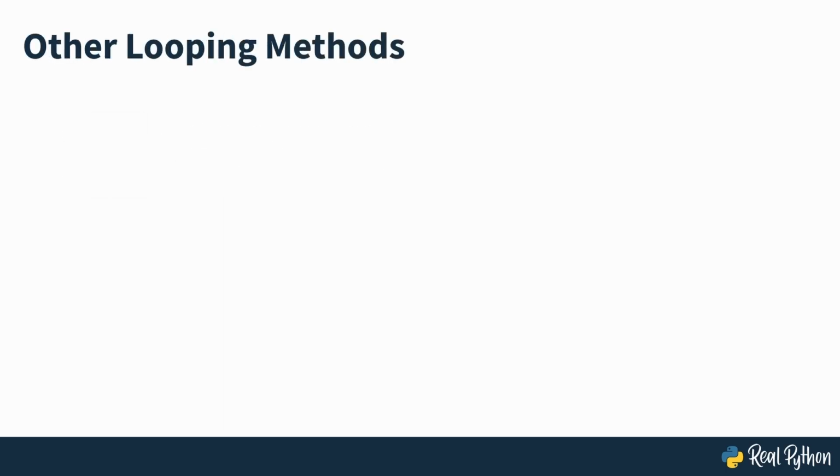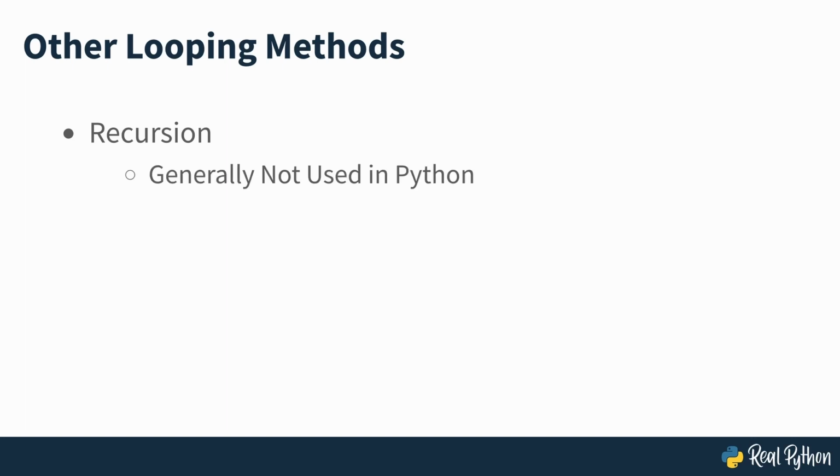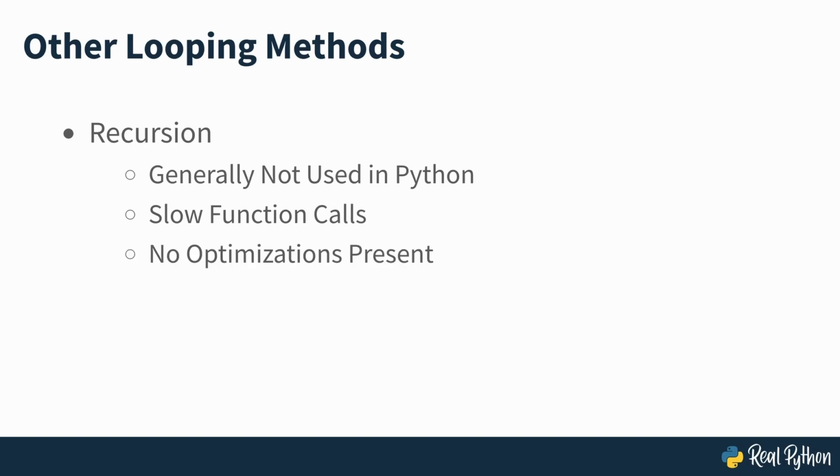Some programming languages rely on recursive function calls to create loops. And later in this course, you'll see an example of using a recursive loop in Python as well. In general though, you shouldn't use recursion for looping in Python. Function calls are quite slow, and there are no optimizations for recursion as you may find in other languages. Usually, you'll be better off sticking to regular loops.